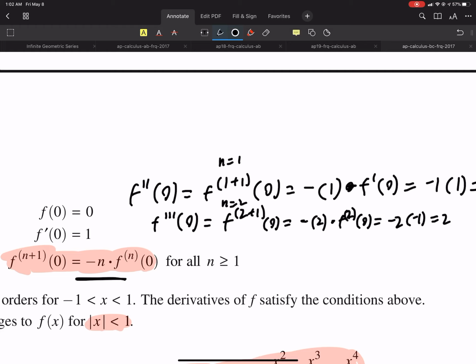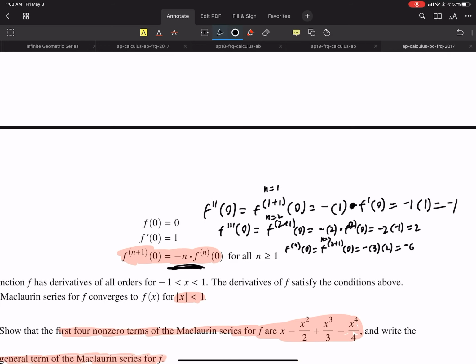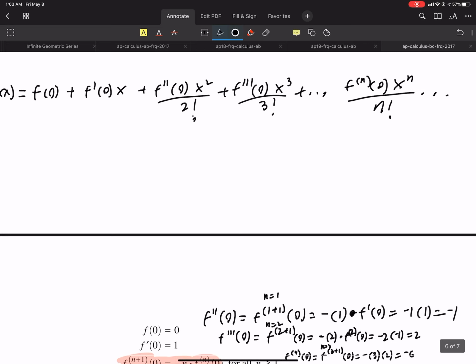And then we want the fourth derivative. That's going to be f at 3 plus 1. So n is 3 in this formula here at 0. And that's going to be -3 times the previous derivative at 0, which is 2, so that's -6. So I'm going to use all that information and plug it into the formula up here.